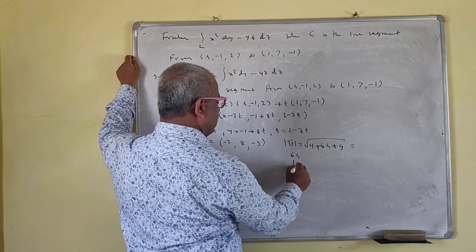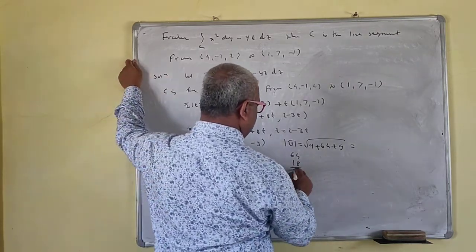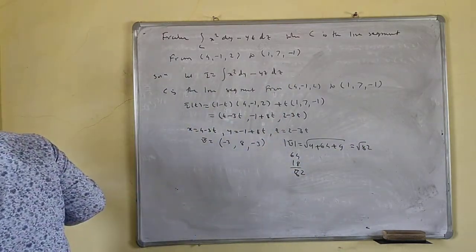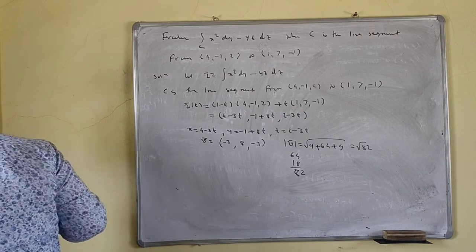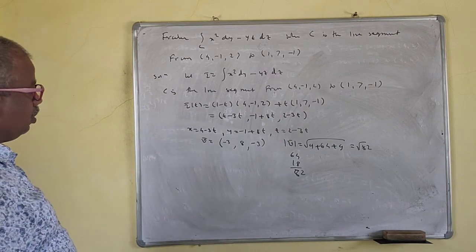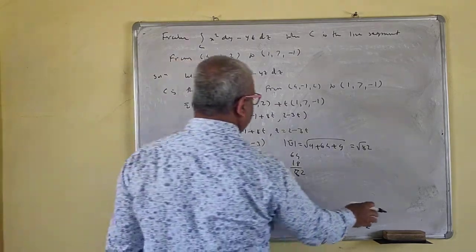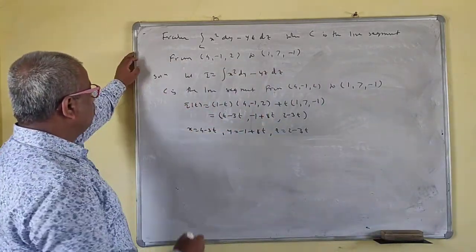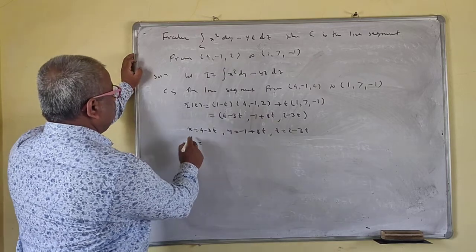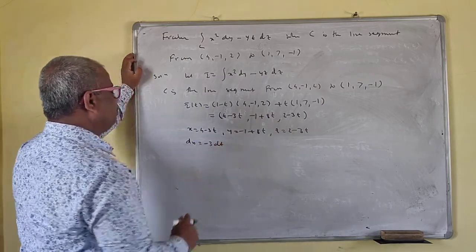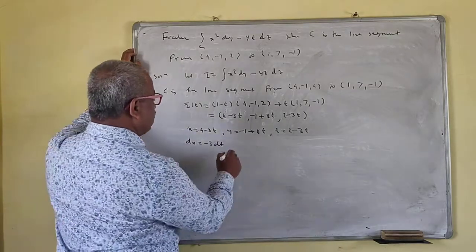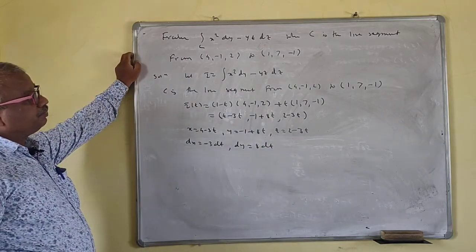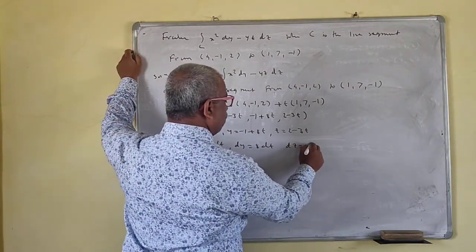64 plus 18 now, right? So this is 82. So this is root of 82. Actually you don't need this v bar here, because it is separately given. Okay, so now this is what? dx is equal to minus 3 dt. Actually there is no dx, but we will write this. dy is equal to 8 dt. Okay, dz is equal to minus 3 dt.